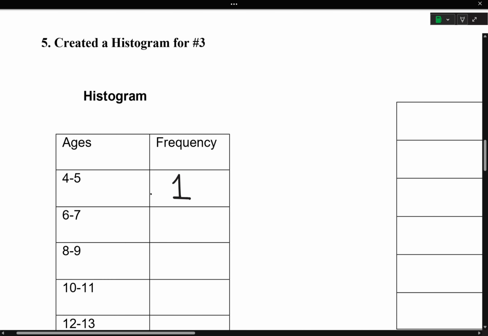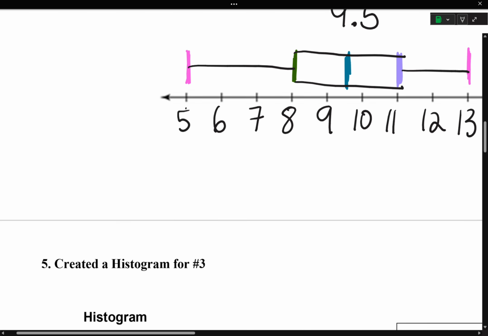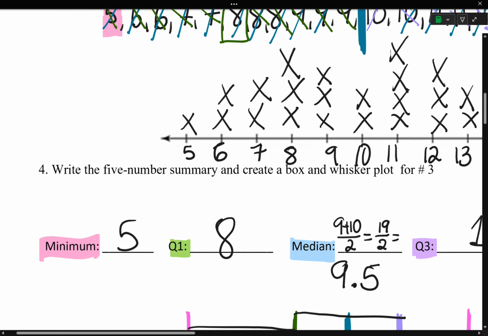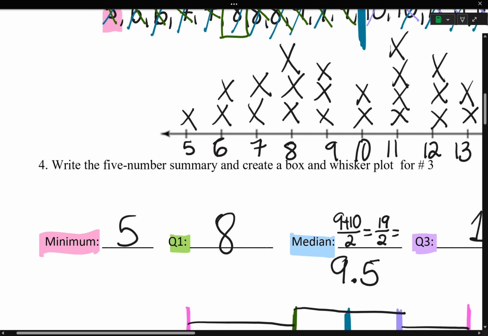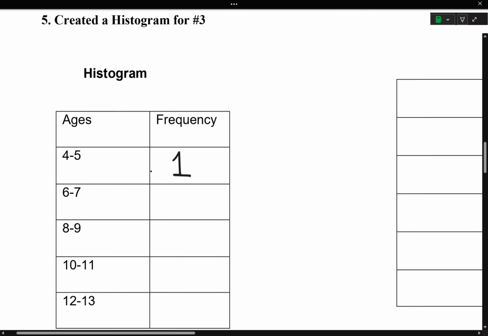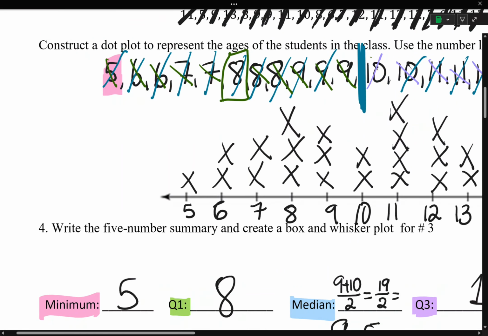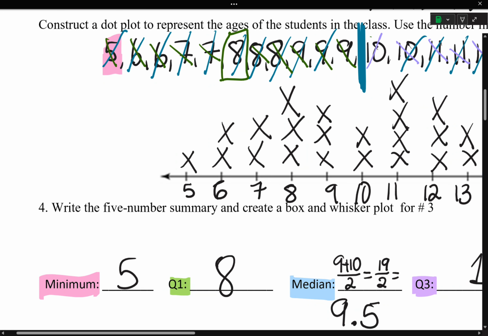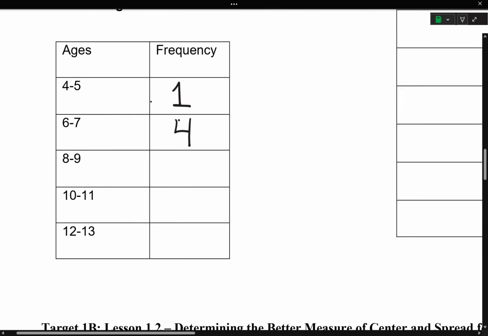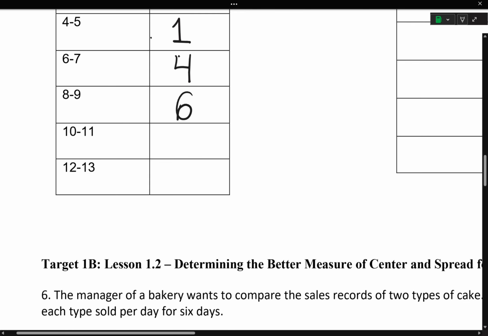Let's do the same thing for 6 through 7. I'm going to add up the x's on 6 and 7, which happens to be 4 x's. So 4 people for ages 6 through 7. Let's add up 8 and 9, so that looks like 3 and 3, so 6. There were 6 8 through 9-year-olds.